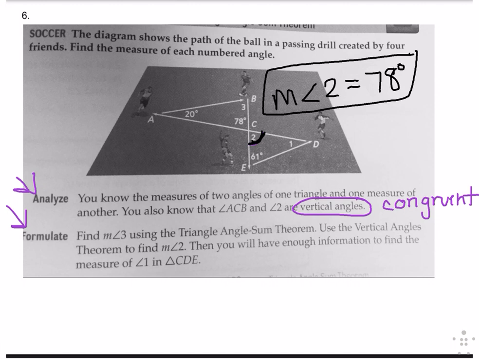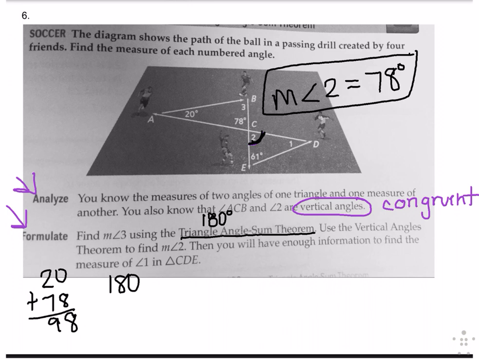Alright, it says find the measure of angle 3 using the triangle sum theorem. That's just a fancy way of saying that the interior angles of a triangle add up to 180 degrees. So let's go ahead and do that. If we know angle A and angle C, we can add those two together and then subtract from 180. When we subtract from 180, we're going to get 82 degrees. So 82 degrees would be the measure of angle 3.